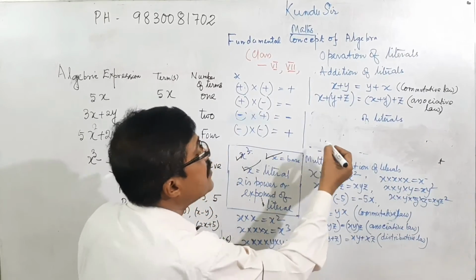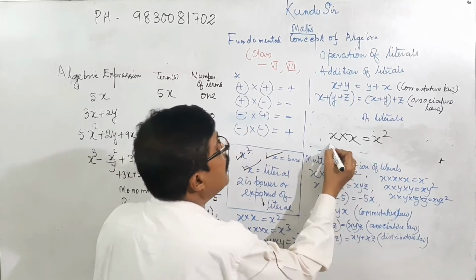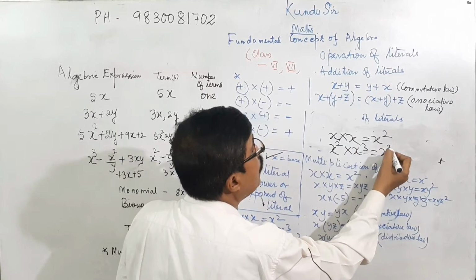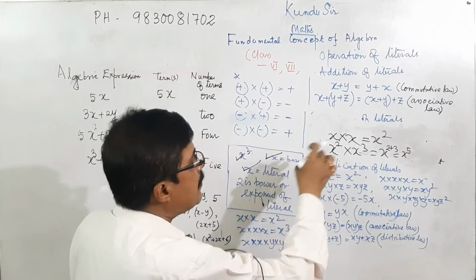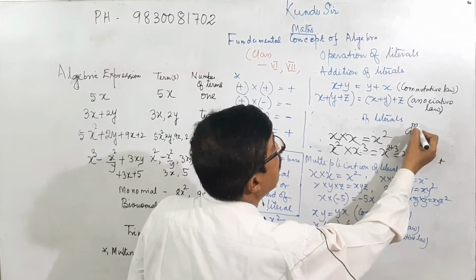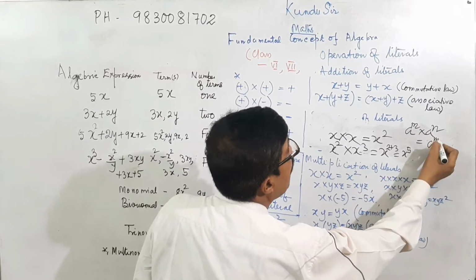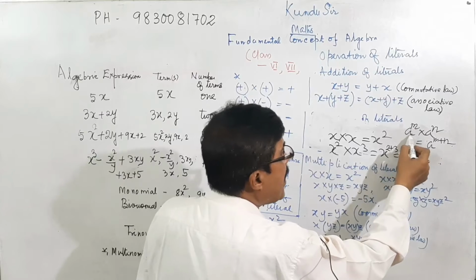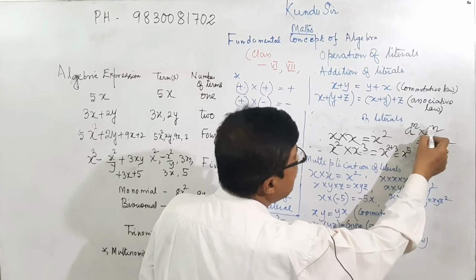When there is x into x multiplication, we write x square. Then x square into x to the power 3, we should write x to the power 2 plus 3 equal to x to the power 5. Now I am explaining. If the base is the same, then a to the power m into a to the power n, we can write a to the power m plus n. So that is when base and base are the same and powers are different. If it is plus and plus, then m plus n.